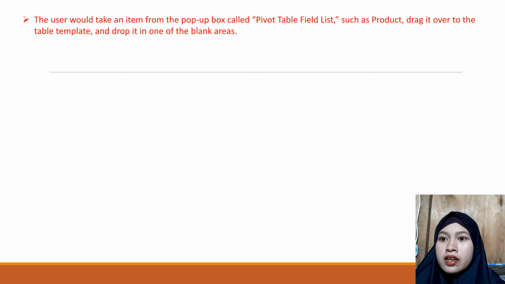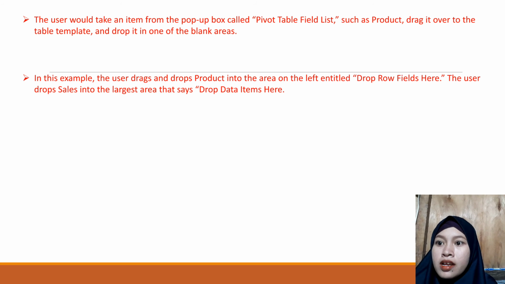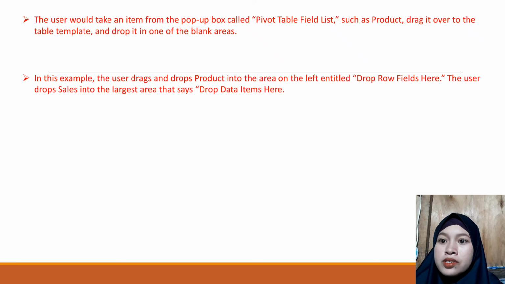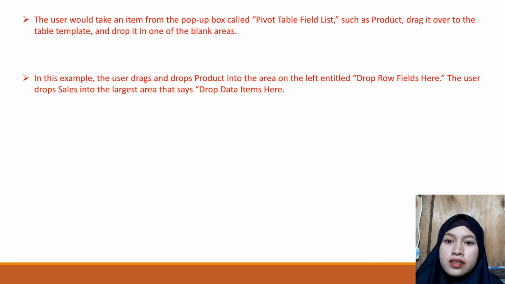The user will take an item from the pop-up box called Pivot Table Field List, such as a product, drag it over to the table template and drop it in one of the blank areas. In this example, the user drags and drops product into the area on the left entitled Drop Row Fields here. The user drops sales into the largest area that says Drop Data Items here.